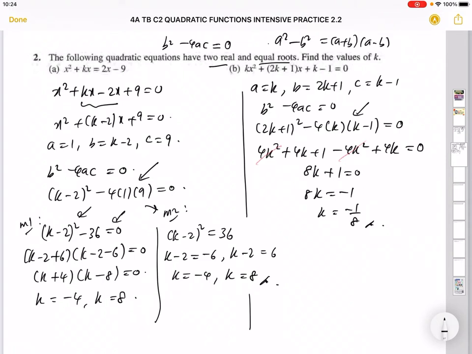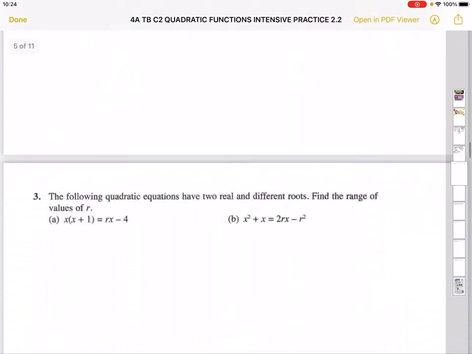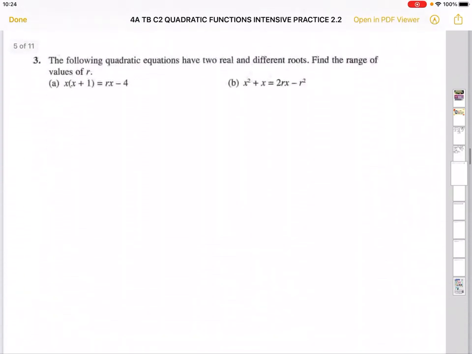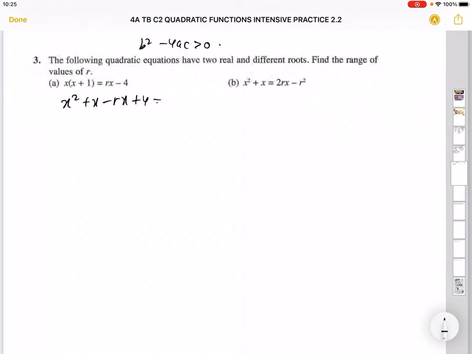Right, moving on to question number 3. The following quadratic equations have real and different roots. Find the range of values of r. Now, in this case, your b squared minus 4ac should be more than 0, real and different roots. So for number 1, we need to expand x squared plus x, bring the rx over, bring the 4 over, and let it be 0.